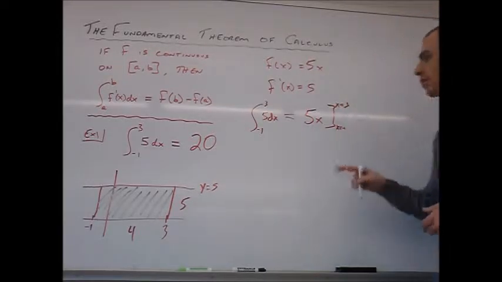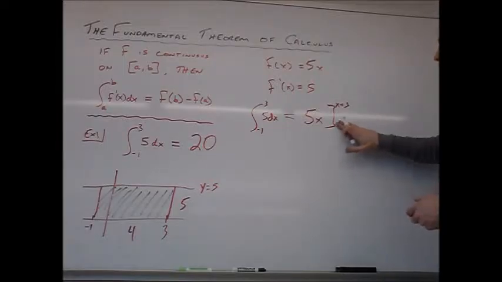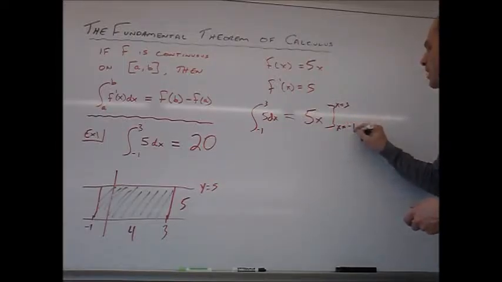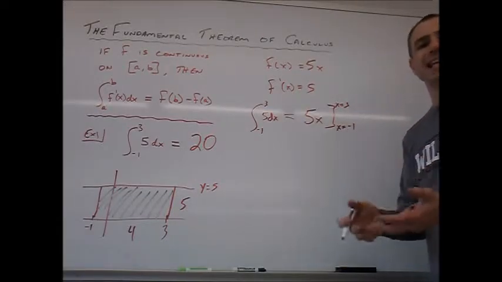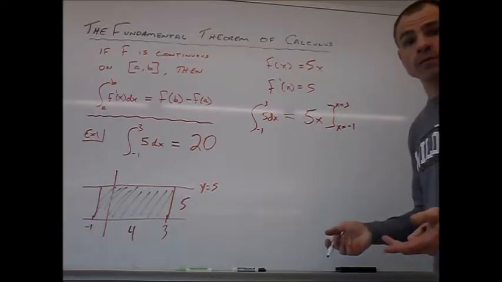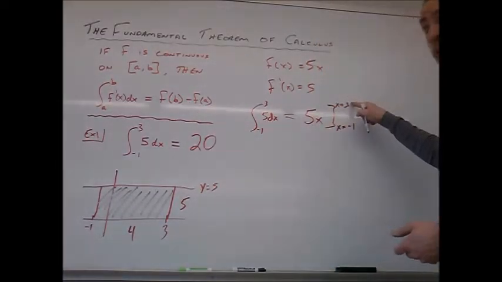And the more I do this, you'll notice that I'm just going to write the 3 and the -1. But for now, I know it's hard to see, but this says x equals -1. That says x equals 3. And that's just my reminder that I need to plug them in. Which one do I plug in first? Well, according to this, I plug b in first. B is the larger number, 3.